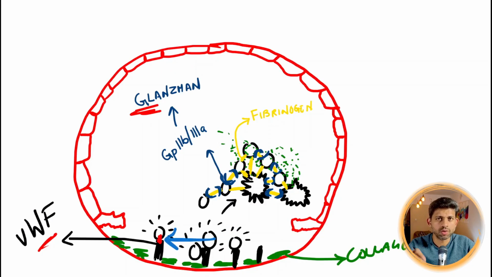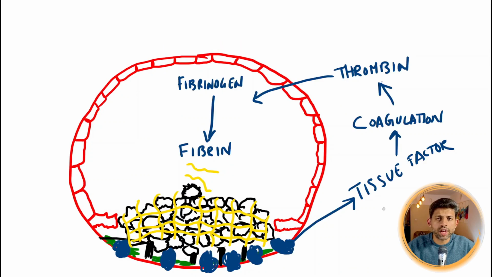Till now we saw Bernard-Soulier syndrome, von Willebrand disease and Glanzmann thrombasthenia. Also, we saw how the platelet functions after a vascular injury. Now let's look at the coagulation cascade.